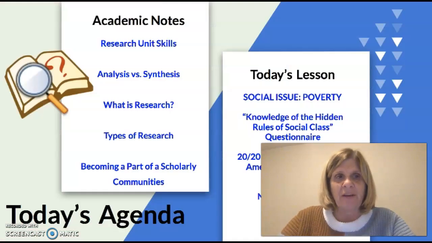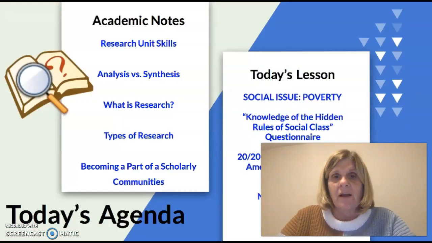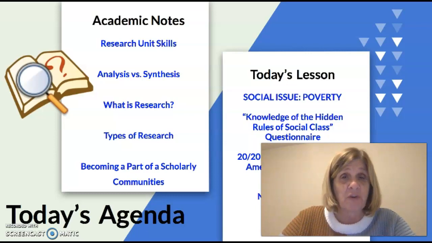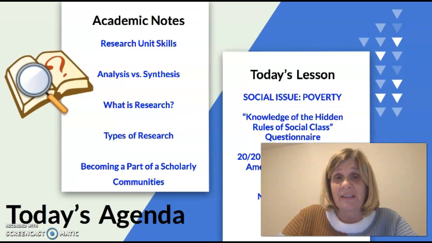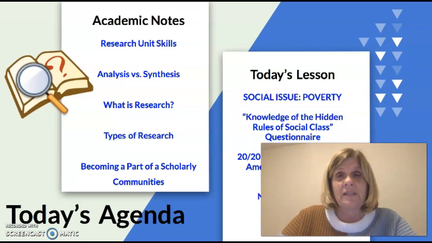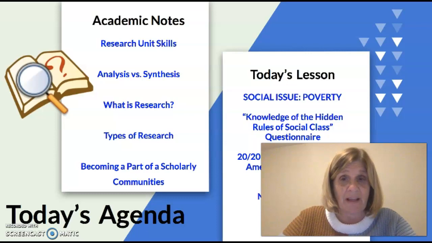So for your academic notes, I am actually recording this a couple days after the lesson. So for those of you who have not looked at the lesson, I want to tell you that the students in class actually used more than one box to take notes on all of these skills that you'll notice in the first white box on the left.